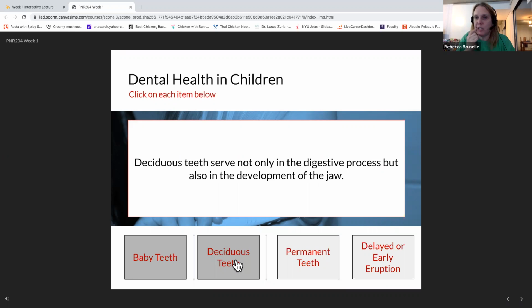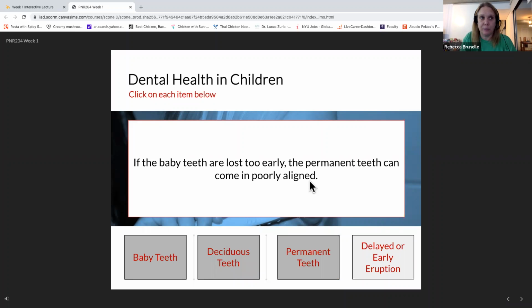The deciduous teeth is the fancy name for the baby teeth. They're not just part of chewing food, but also part of the development of the jaw. So paying attention to when their teeth are coming in is an indication that they're developing normally and there's not some endocrine problem or something going on that's causing their teeth not to come in.